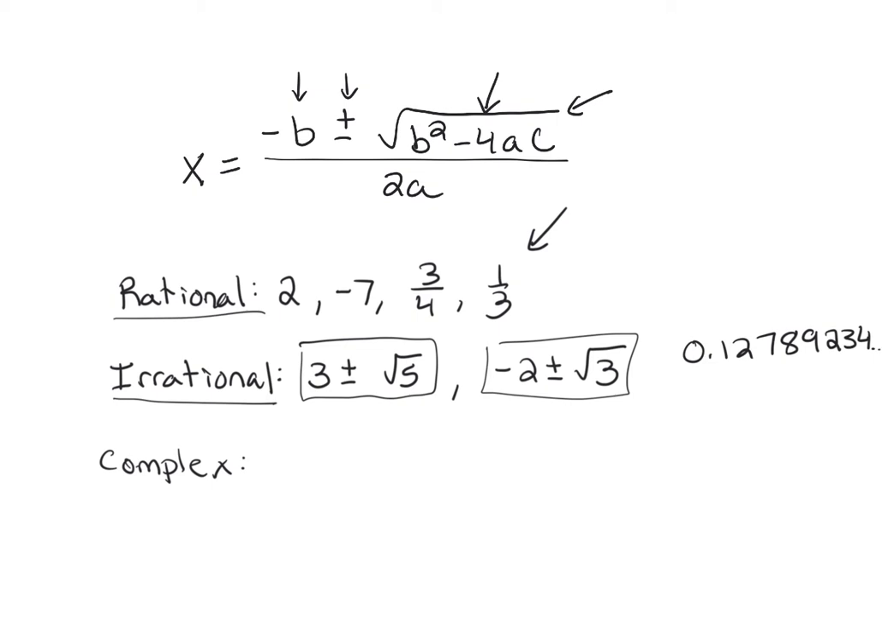Okay, complex solutions. This will be when the number under your square root is negative, so we have to deal with imaginary numbers. So maybe this one would be 3 plus or minus 4i. Or sometimes there's a combination where you still have your square root and you have i. So maybe you'd have 2 plus or minus 3i square root 7.